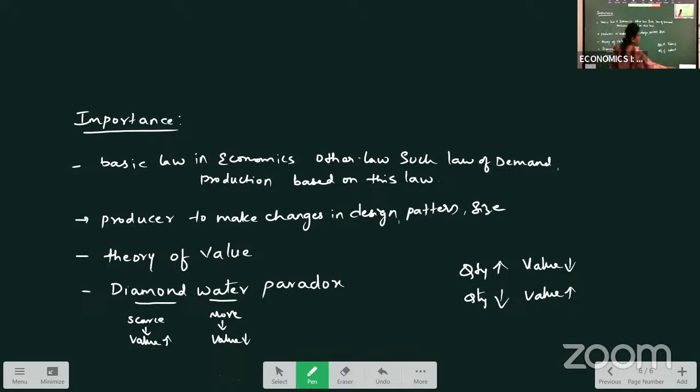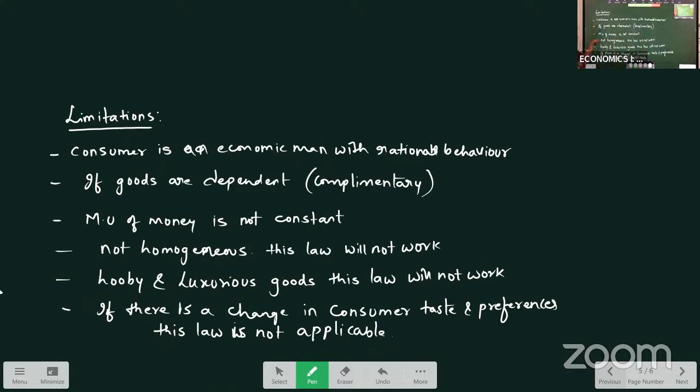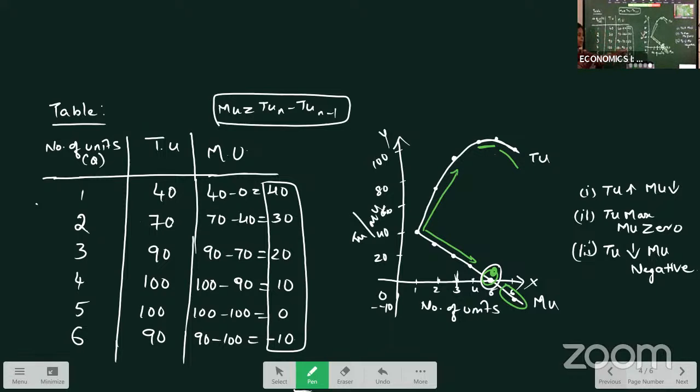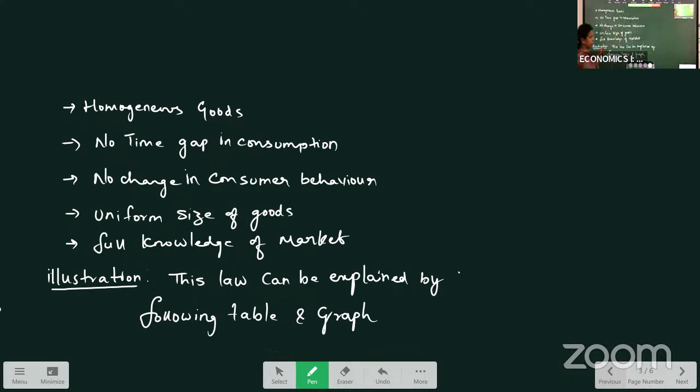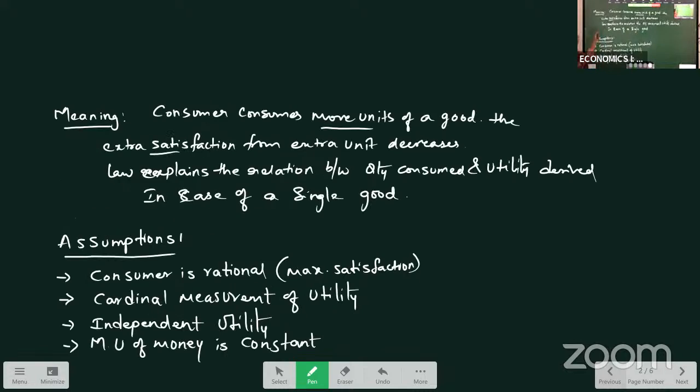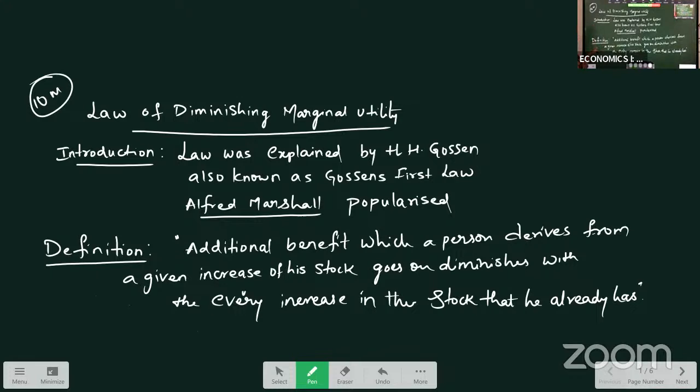Okay. So you can see limitations, importance, table and graph. You have to explain this one in your own words. Okay. Then your assumptions, meaning and assumptions you will be writing. Then introduction and definition. Okay. So your question for this will be, explain the law of diminishing marginal utility. What are its limitations and importance? Every time they are asking this question. Okay. Very simple question. What will you write?